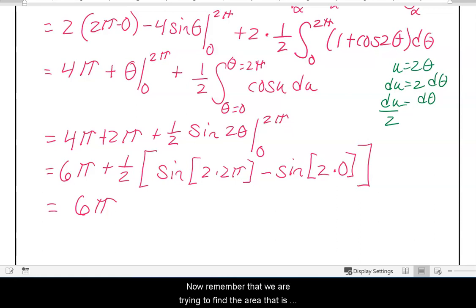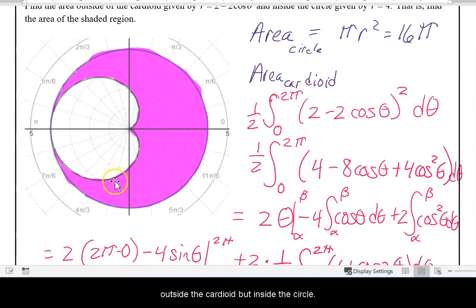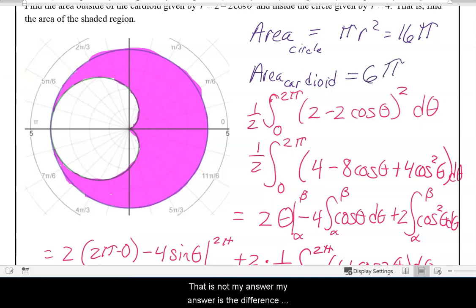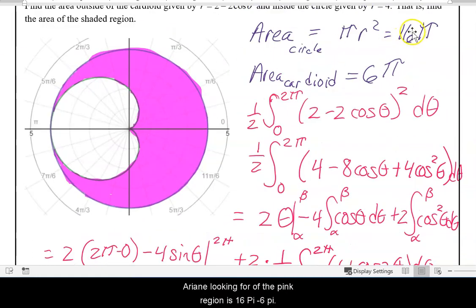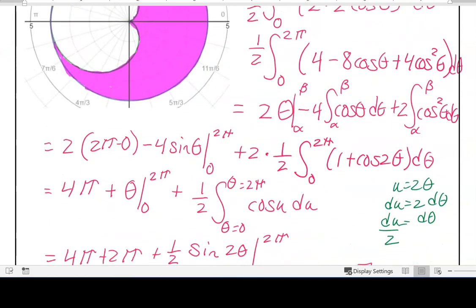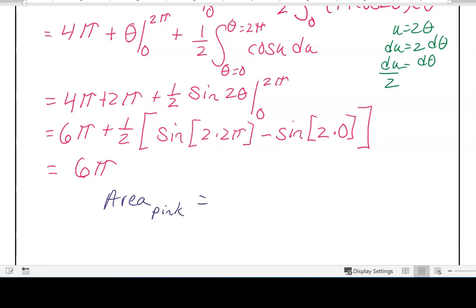Now remember that we are trying to find the area that is outside the cardioid but inside the circle. We found that the area inside the cardioid was 6 pi. That is not my answer. My answer is the difference between the area of the circle and the area of the cardioid. The area I'm looking for of the pink region is 16 pi minus 6 pi, which means that my final area of the pink is going to be 10 pi.